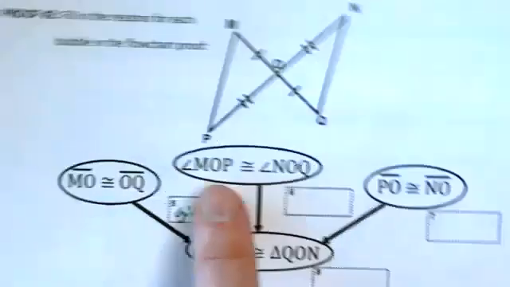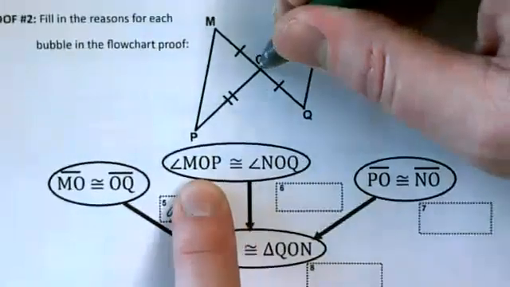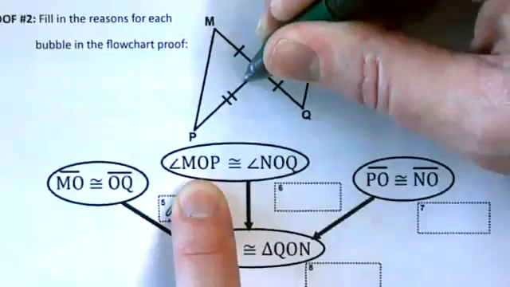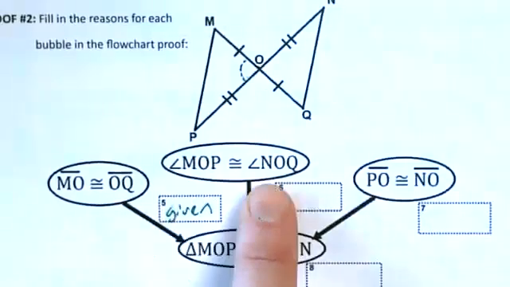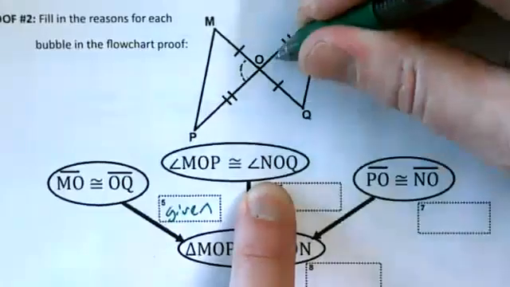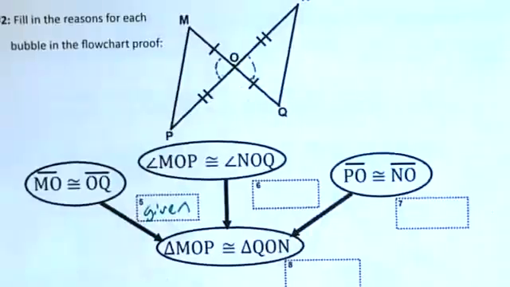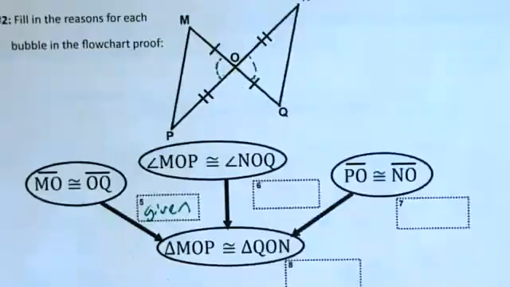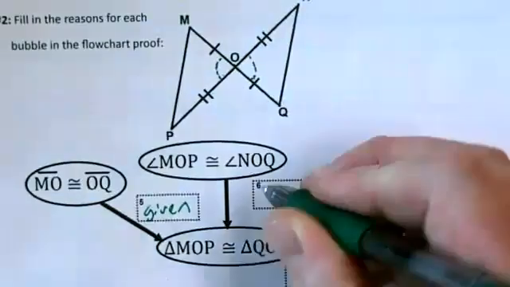All right, angle MOP. That would be the angle at O opening towards M and P. They're talking about this one right here. And angle NOQ would be this one right here. Now, those were not given to us. I just marked them, but they were not originally marked. So we can't use given. How did we know that they were the same? Because they're vertical angles.